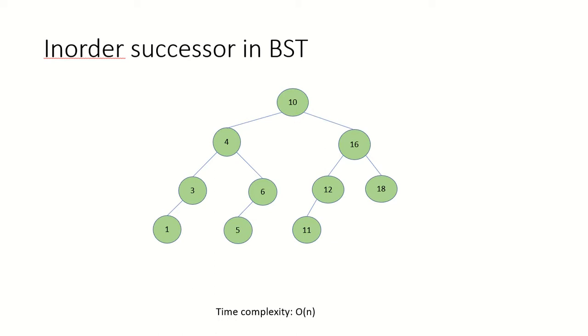In this video, we are going to see how to find the in-order successor of a node in a binary search tree. We know that in the in-order traversal, we first visit the left subtree, then we visit the node, and then we visit the right subtree of the node. So take an example of this tree.